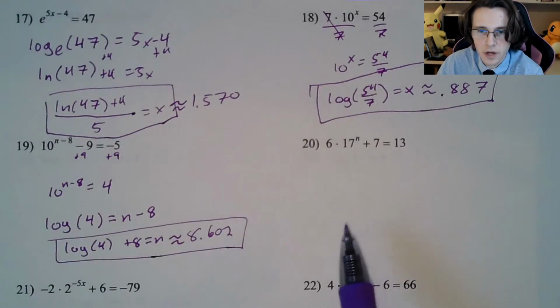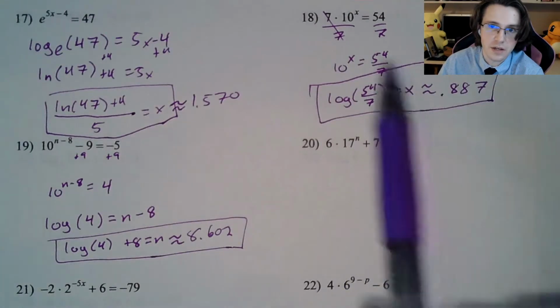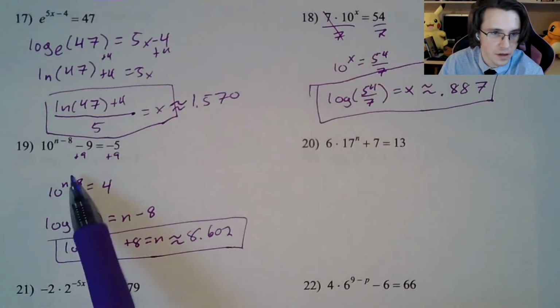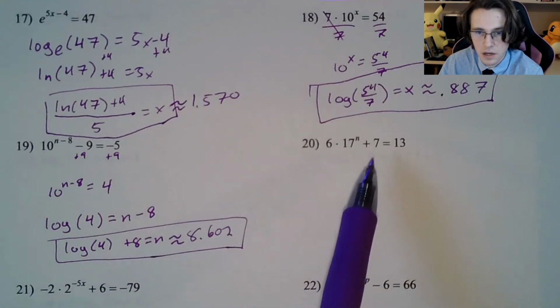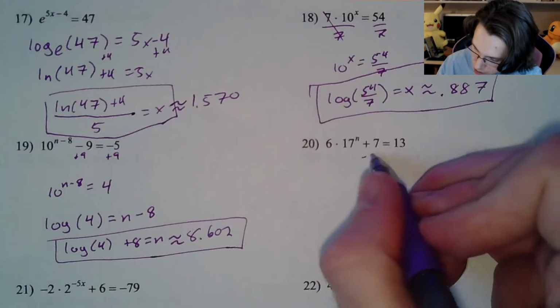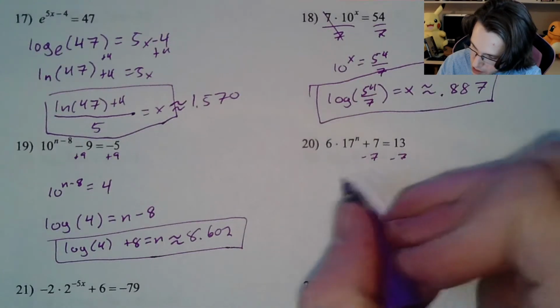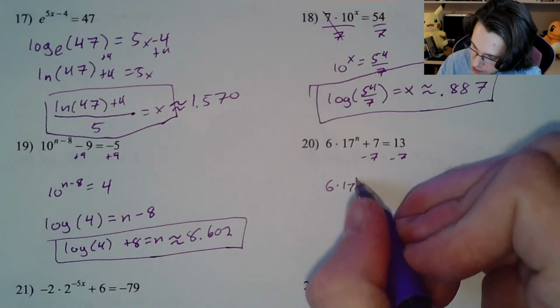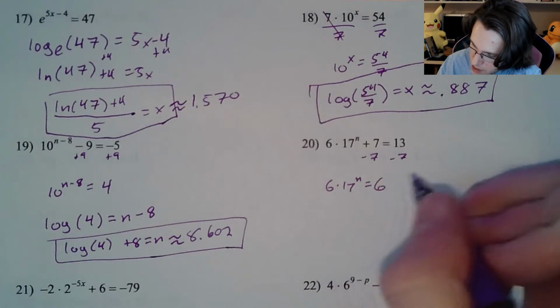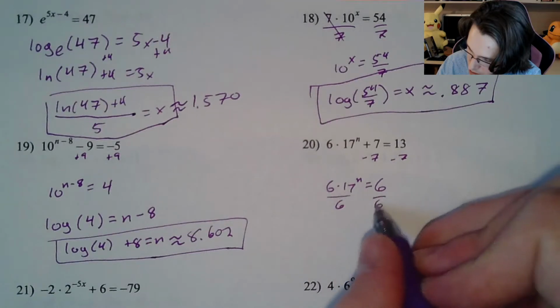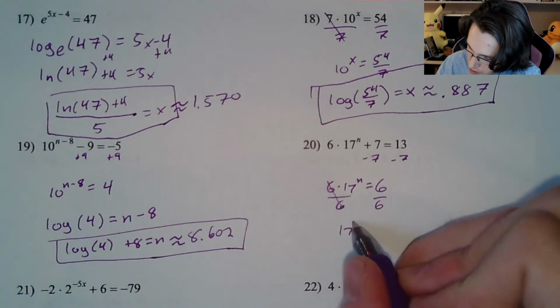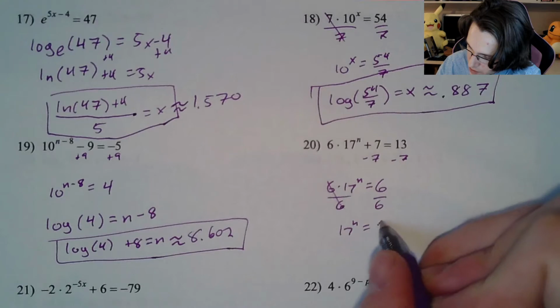Continuing on, number 20. So number 20, you have two different things. Not only do you have the division and the subtraction, but here we have the division and the addition there. So we have to subtract both sides, minus 7 on both sides. 6 times 17 to the n equals 6. Then we have to divide both sides by 6. And it turns out they cancel here as well, and you just get 1.